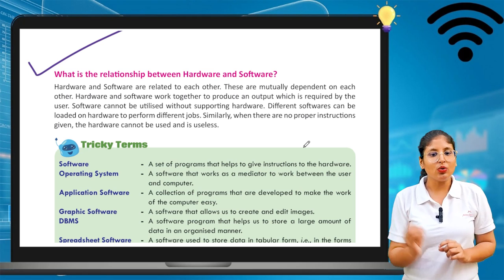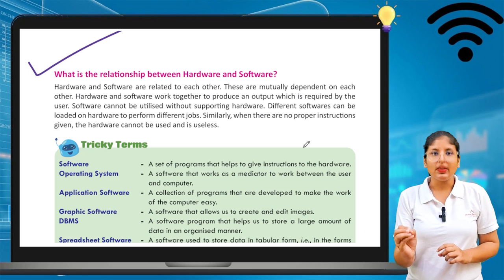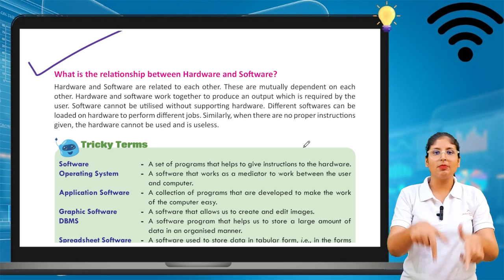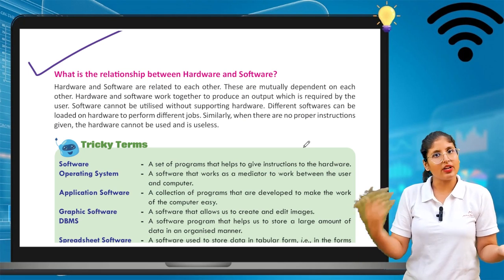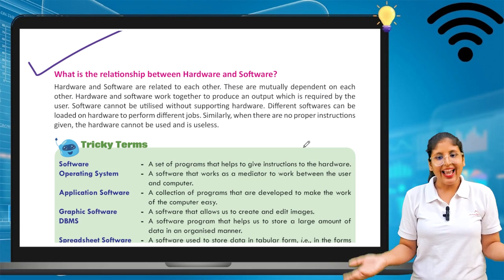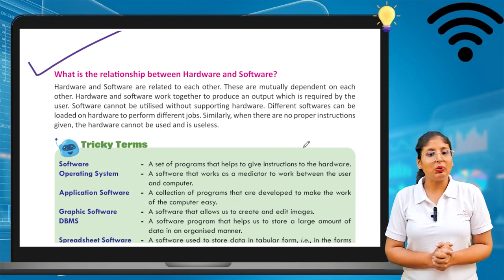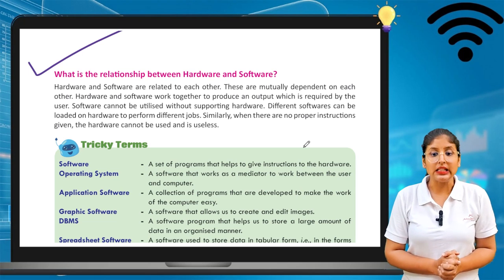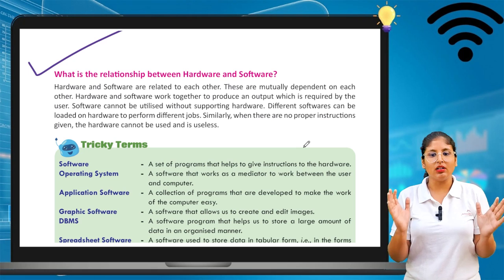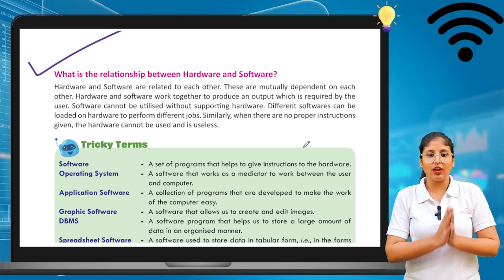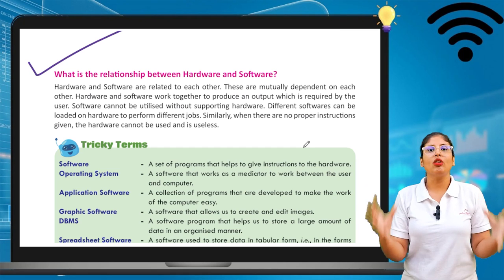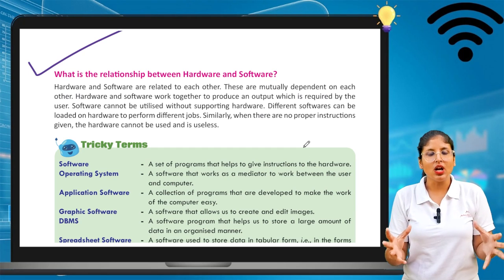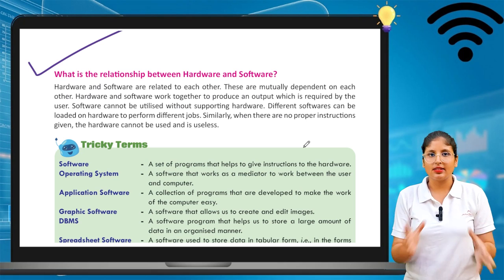Software cannot be utilized without supporting hardware. Without hardware, software cannot do anything, and without software, hardware cannot perform. Different software can be loaded on hardware to perform different jobs. Similarly, when no proper instructions are given, the hardware cannot be used and is useless. So both hardware and software are very important to perform a specific task.